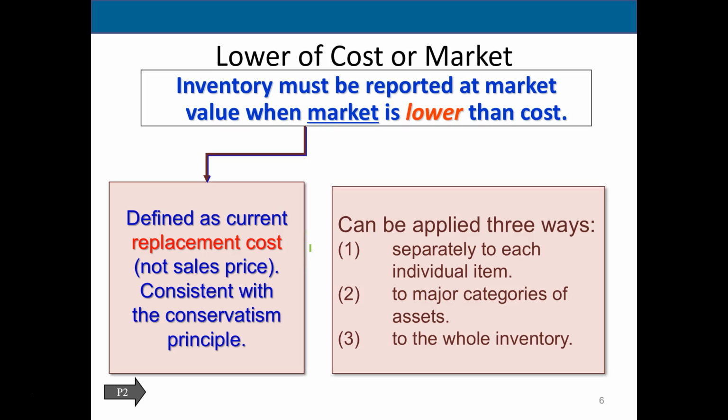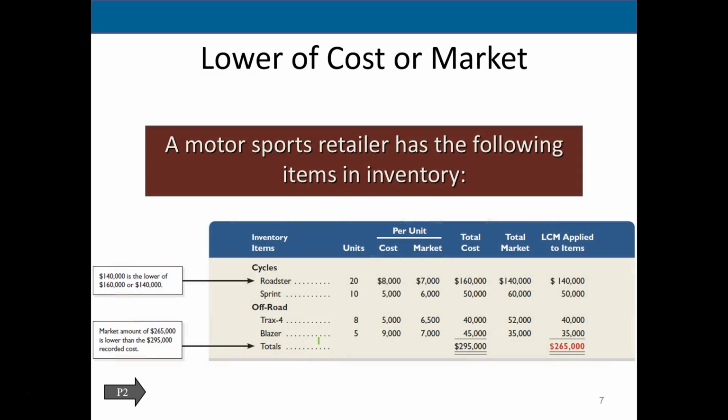So we're going to have the lower of cost or market value. Inventory must be reported at market value when market value is lower than cost. So we can apply that 3 different ways. We can apply it separately to each individual item. That's a bit costly sometimes though. So if we had a lot of inventory, that might be costly. So another way we could do it is we could take the major categories of items and apply the cost or market in that way. And the third way is we can take the whole inventory and apply this method to the whole inventory system.